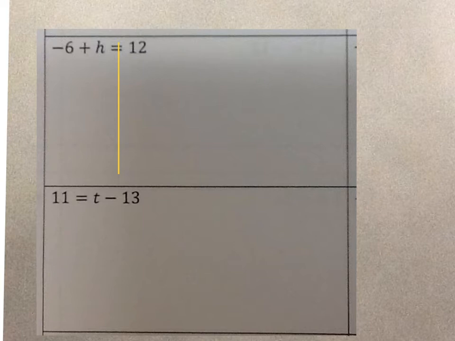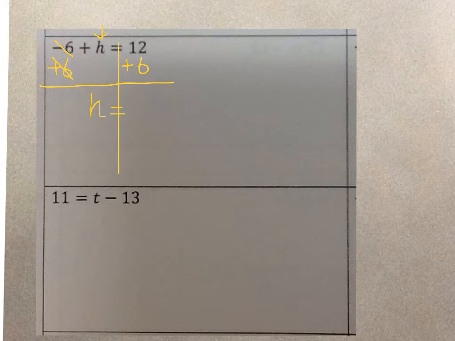To solve an equation without models, we do the same thing, only we use numbers. So first we want to isolate h, the variable, and we want to zero out the negative 6. So the operation is negative 6, and the opposite of that is adding 6. So we add 6 to one side and add 6 to the other, because whatever we do to one side, we have to do to the other. The negative 6 and the positive 6 become a 0 pair. That leaves me with h.